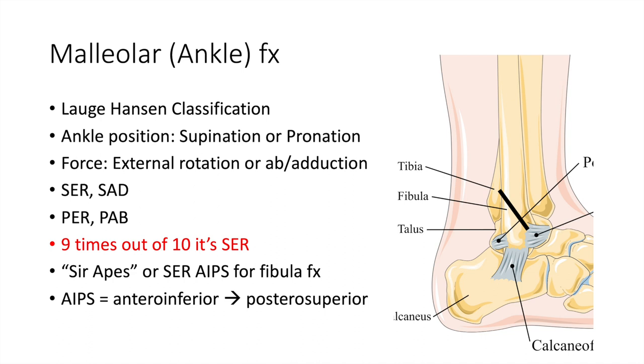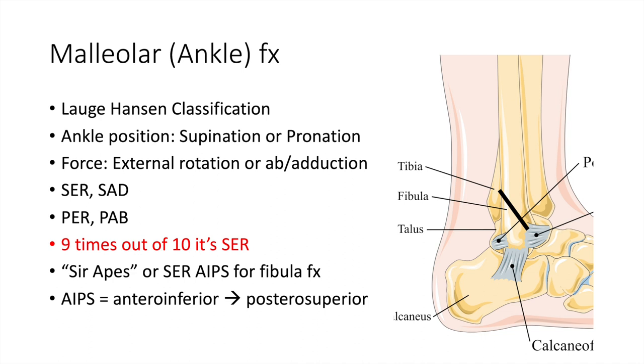So here we are. It's two things. You have the position of the ankle when the fracture occurs and the force that's applied on the ankle. So there's two positions, supination or pronation, and you have three forces, either external rotation or abduction or adduction. And so that creates four possibilities anatomically. So supination external rotation, SER, supination adduction, SAD, pronation external rotation, PER, pronation abduction, PAB. The majority of the time, it's going to be SER, supination external rotation. If you were going to only remember one of these four, you should know SER.